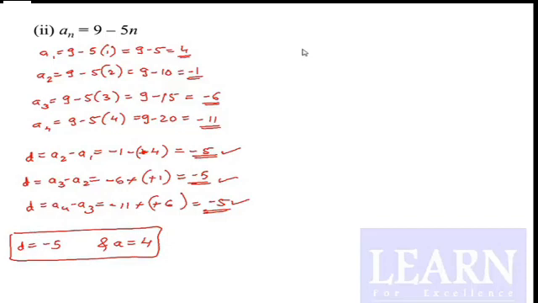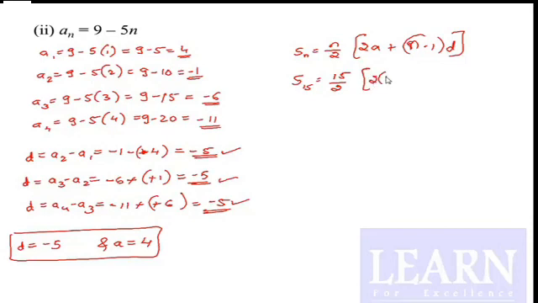Now how to find the sum of 15 terms? Sn is equal to n by 2 into 2a plus n minus 1 into d. So S15 is equal to 15 by 2 into 2 into a, which is 2 into 4, plus n minus 1, n is 15, minus 1, into d. The value of d is minus 5.